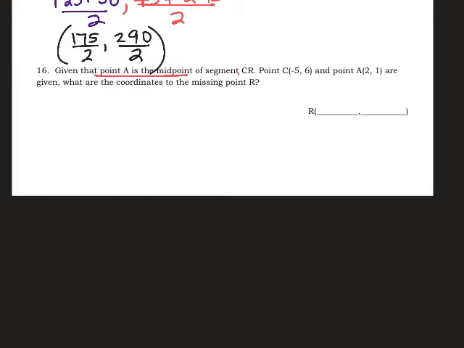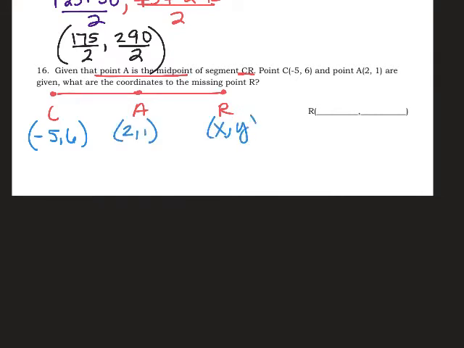So I'm going to put C, I'm going to put R, and in the middle I'm going to put A. C is located at -5, 6. And A is located at 2, 1. And I want to know what R is. So when you draw it and you notice that you only have the middle and one of the ends, I want you to go through and label them.